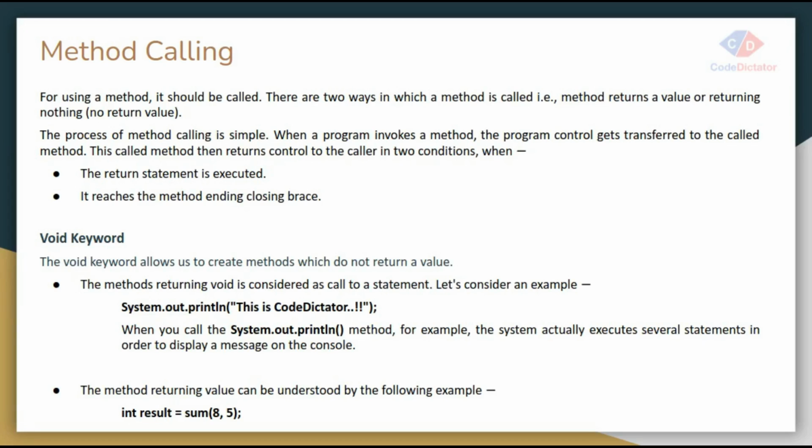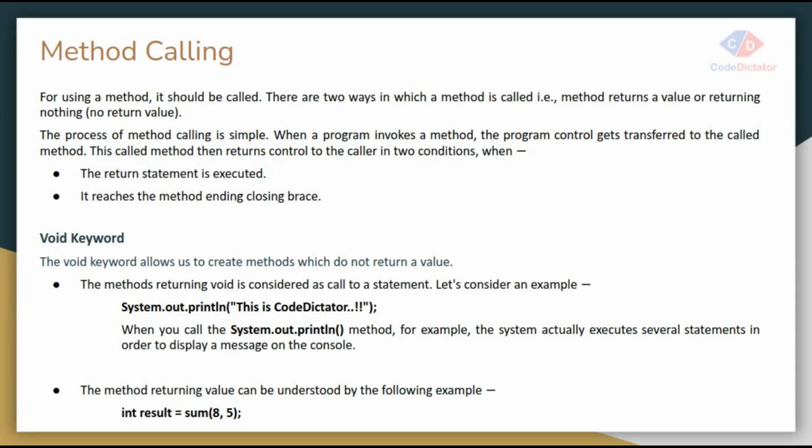When it comes to method calling, there are basically two different ways. The first is when a method returns some value, so your method has a specific return type. But sometimes your method is not returning anything. Basically it is returning void, which means it is returning nothing.